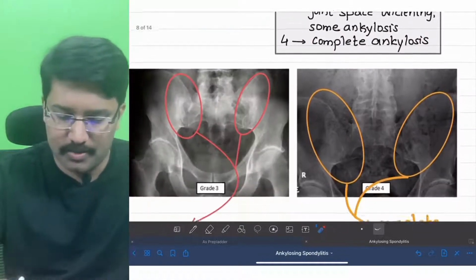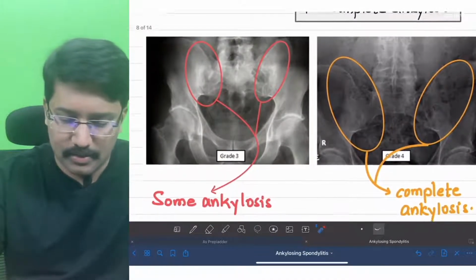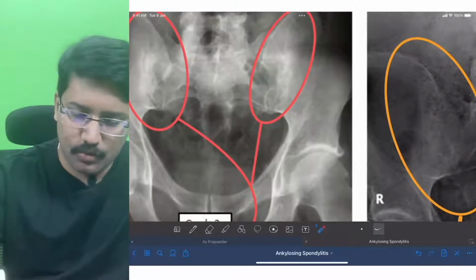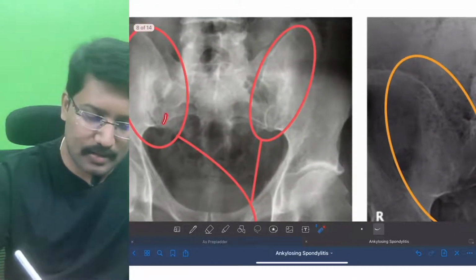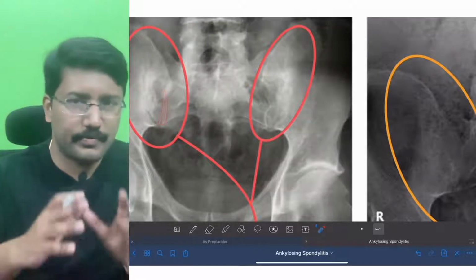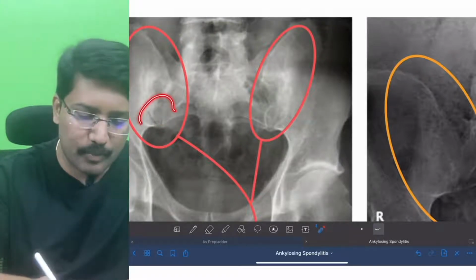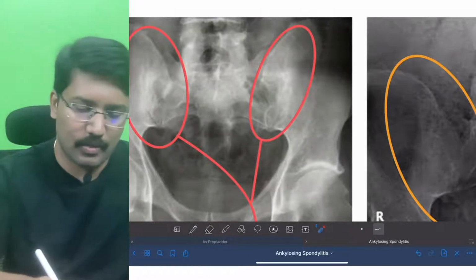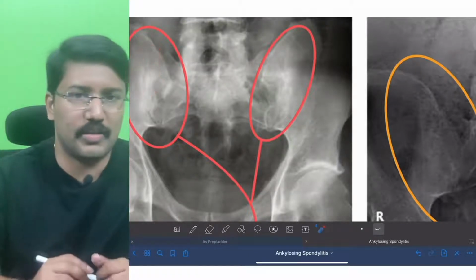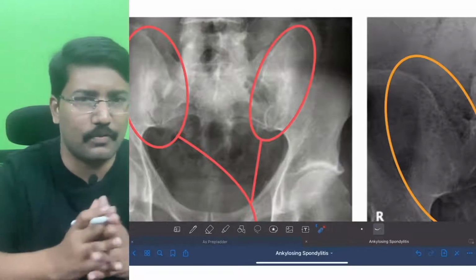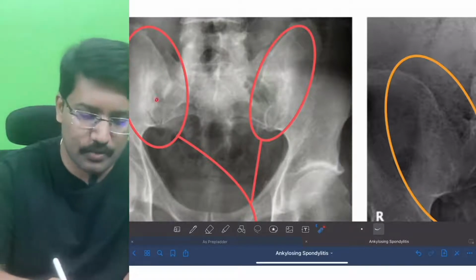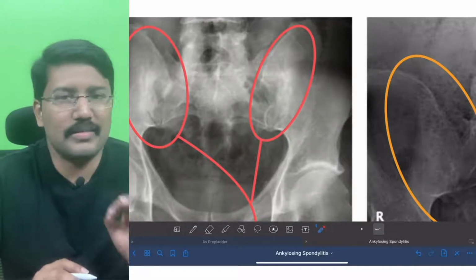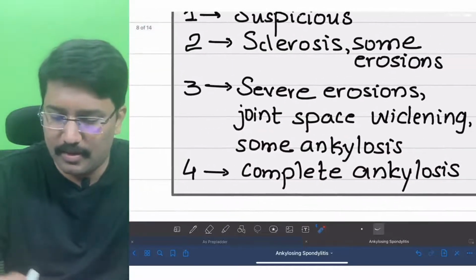I will take you through images, right? See this image number 3, right? If I can zoom in and show clearly, you would notice that you can still identify the joint line, right? So there is some degree of joint fusion, but not completely fused. So that means some ankylosis is there, but not completely fused, right? You can identify joint lines here and there, and there is also slight widening, right? But there is also fusion at some places. So when there are some fusions, then we would be calling it grade 3, right? That is what we agreed upon.